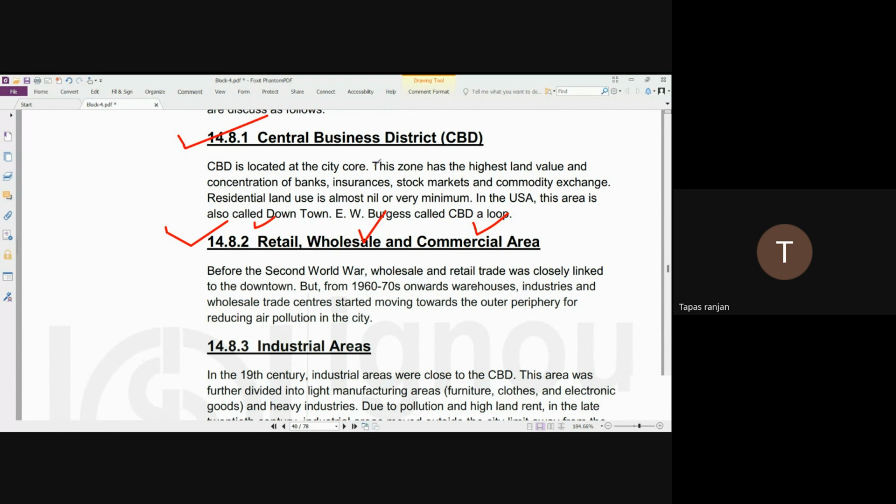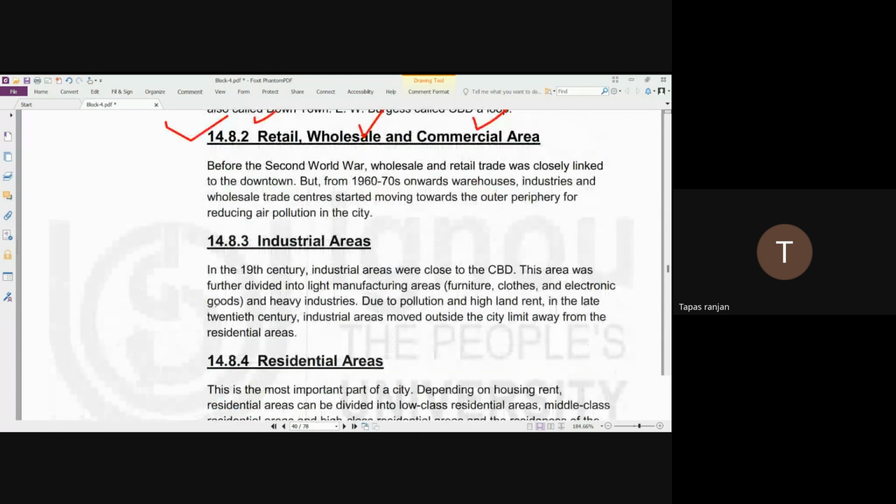Okay, then you have industrial areas, which basically manufacture different furniture, clothes, and electronic goods, and even heavy industries are also near the urban places. So industrial regions, or industrial areas, are also part of the urban morphology.